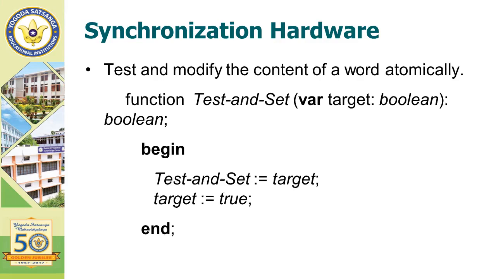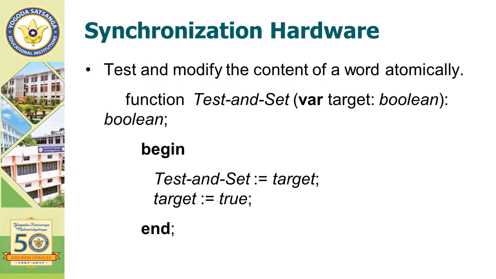If the target is initialized with a false value, then the function will also return a false value. Similarly, if the target is assigned a true value, it returns a true value. That means if the function is executed, then if the target is false, test and set is also false. If the target is true, then test and set is also true. After that, the target is made true.